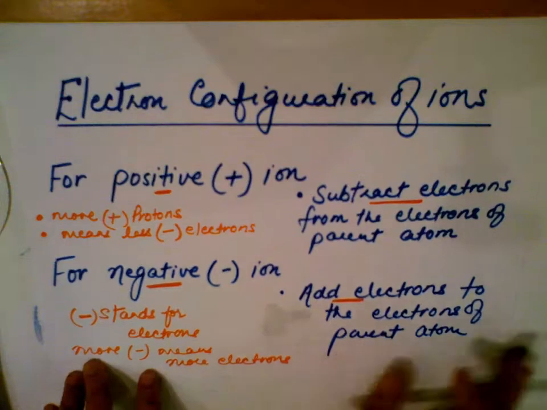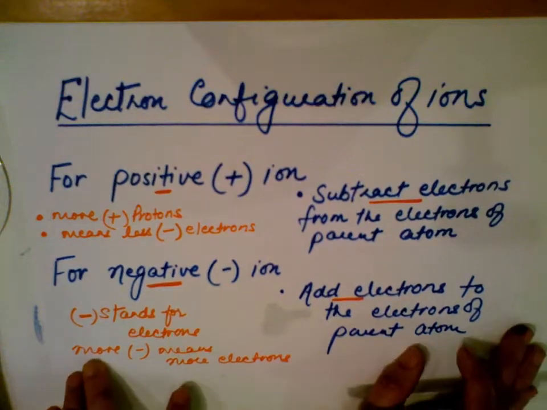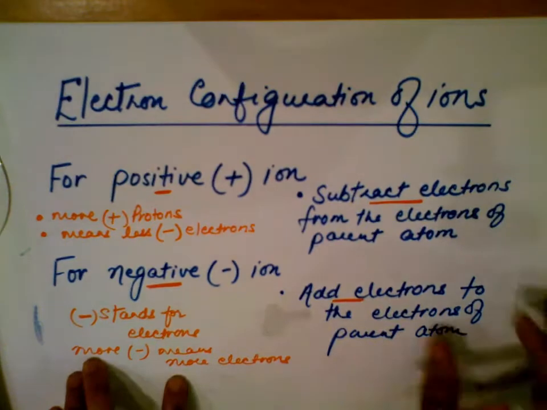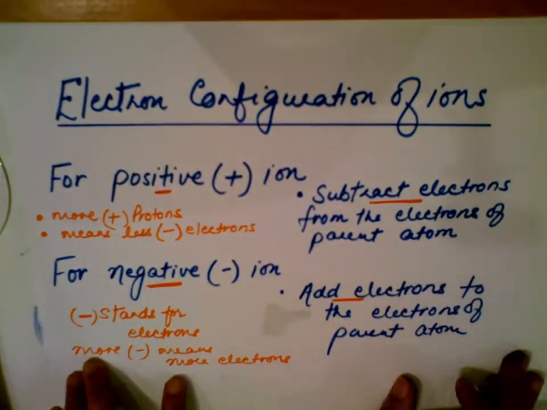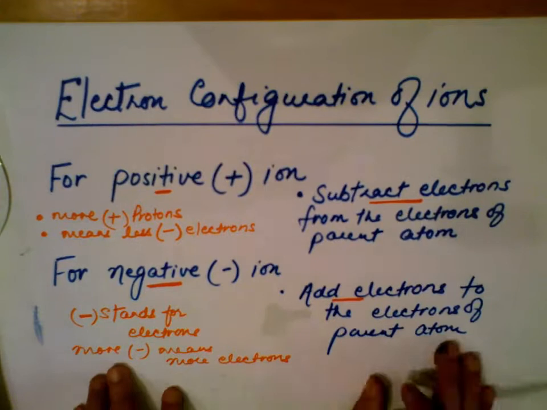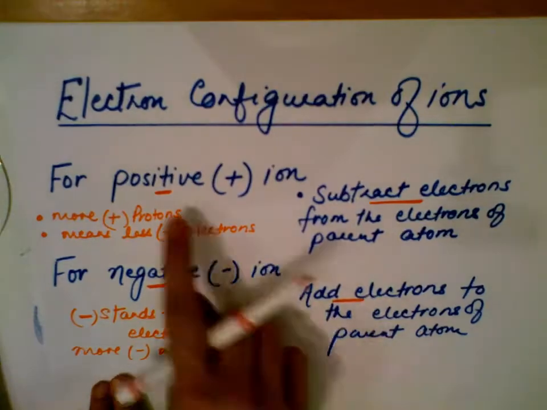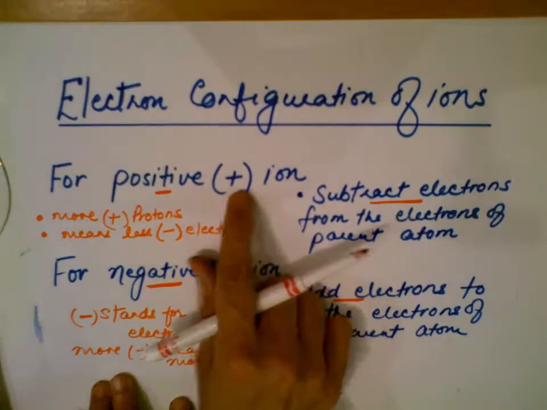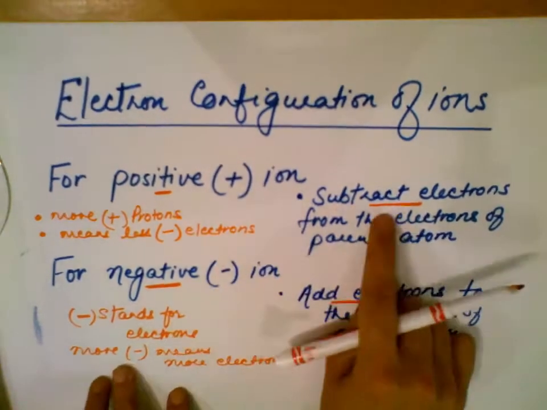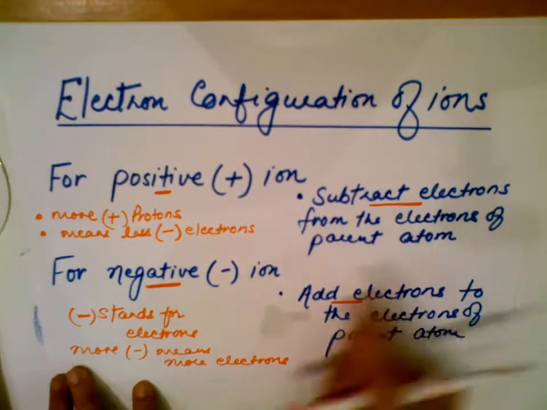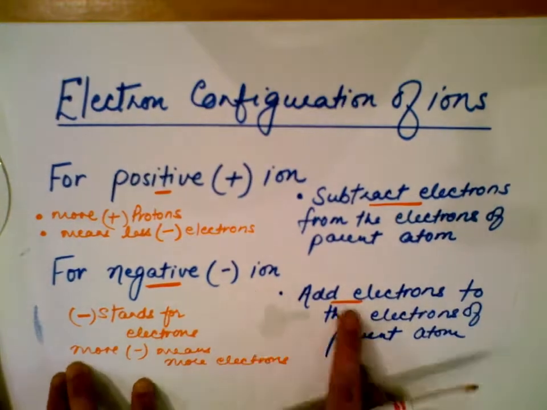the electron configuration for atoms, and we did for some d block elements that were the exceptions to following the Aufbau principle. Here comes the electron configuration of ions. For now, just remember that for positive ions, whenever you see positive, just subtract the electrons, okay? And when you see negative ions, you add electrons.